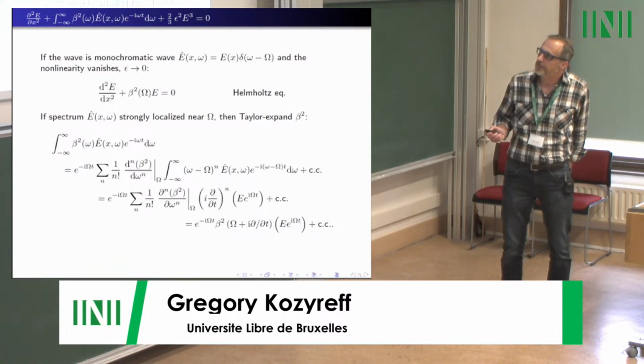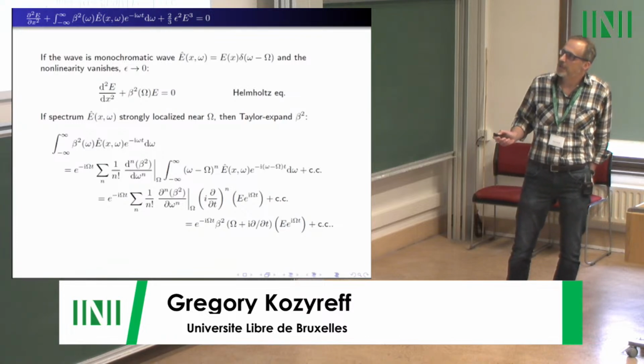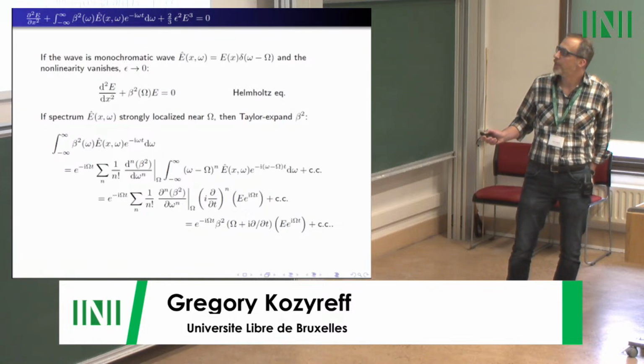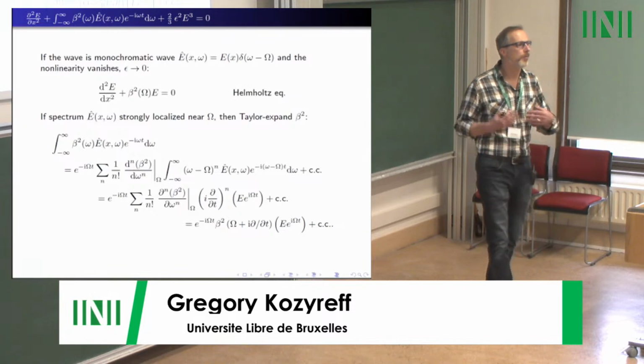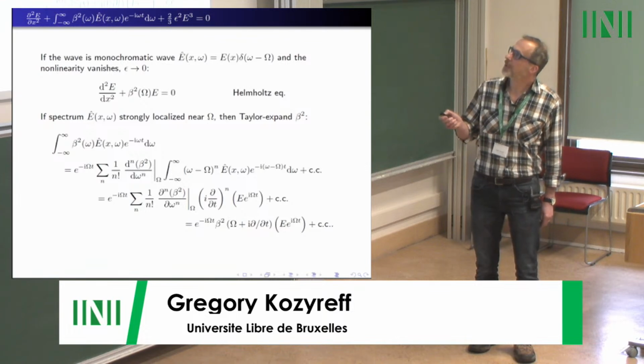As for the dispersive term, if you have a spectrum that is strongly localized near a given frequency, then you can Taylor expand beta square around omega, and this integral operator can be turned into a differential operator in this way, which applies directly to the slow amplitude that is given by this factor here. And that will be useful to apply a multiple scale analysis in the original equation that is over there.